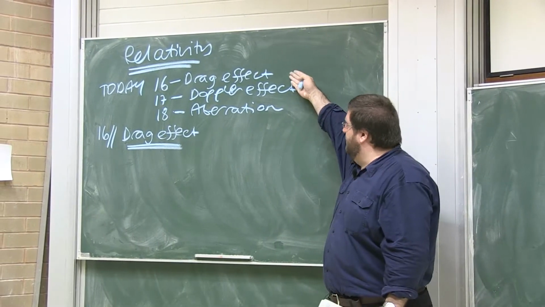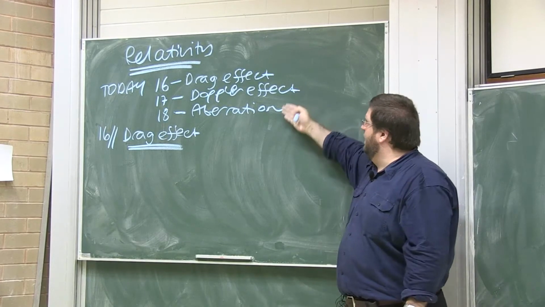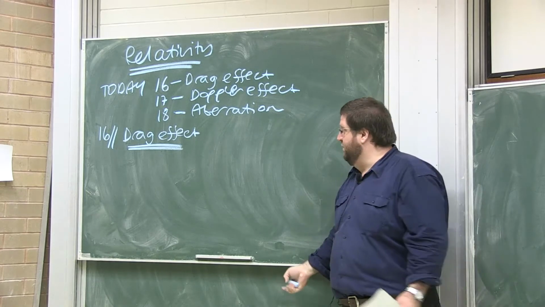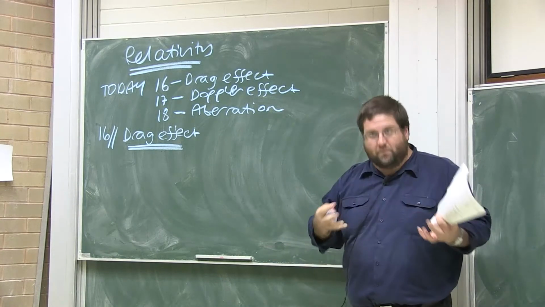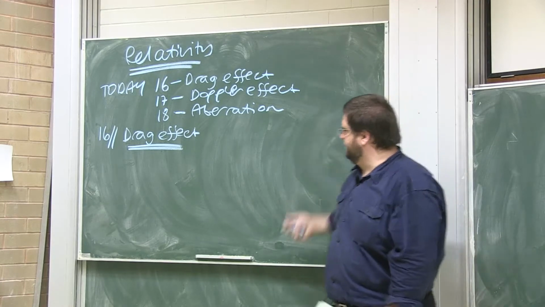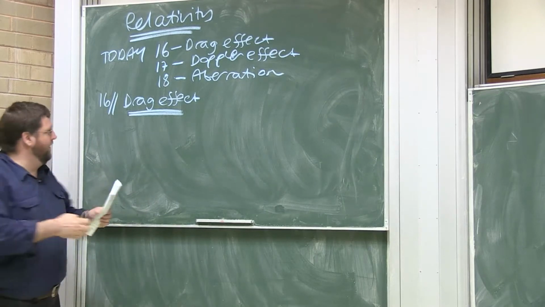So light being dragged by water, Doppler effect for moving emitters of light, and the aberration of the direction of light. So this is all about relativistic optics. We're shifting from relativistic particles to relativistic fields under the ray picture. So let's begin with the drag effect, the so-called flying fish tank.